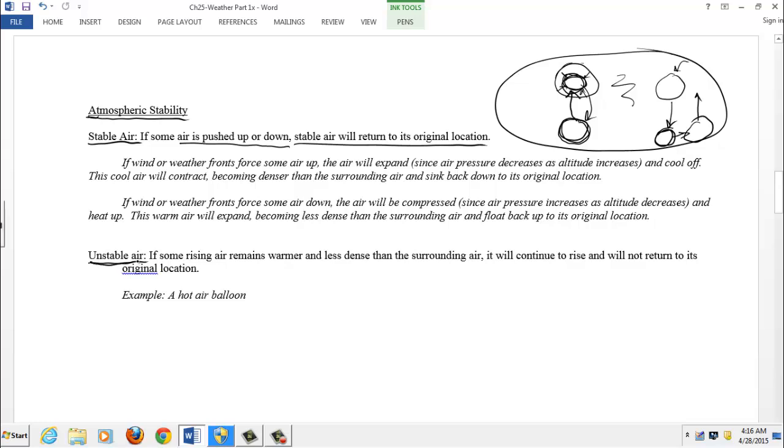Now, unstable air is a situation where if you have some rising air, warm air rises, it's going to keep on going. It's going to go up higher. As long as it's less dense than the surrounding air, it'll keep floating up higher and higher. And so an example might be a hot air balloon that contains some unstable air, and it's just going to rise higher and find a new location.